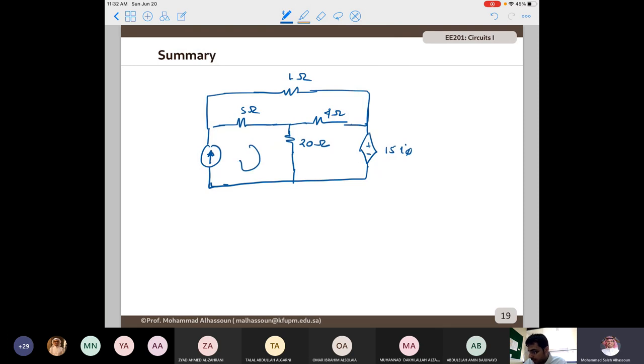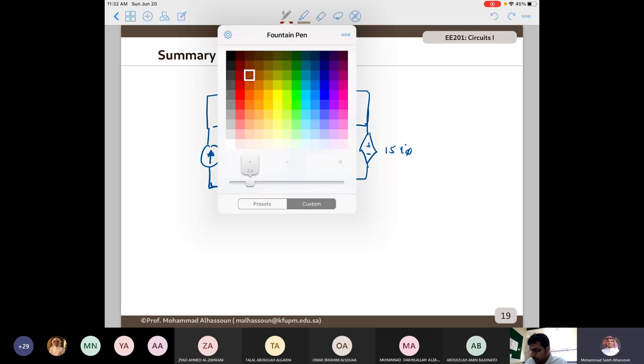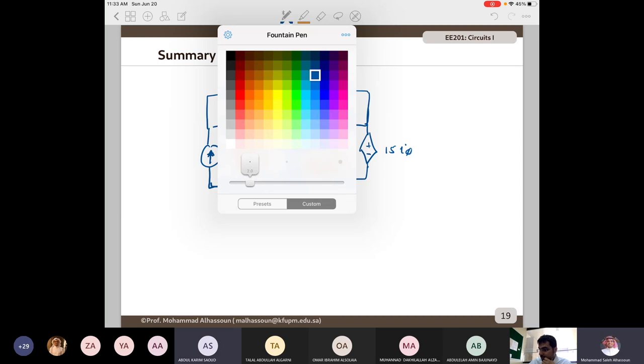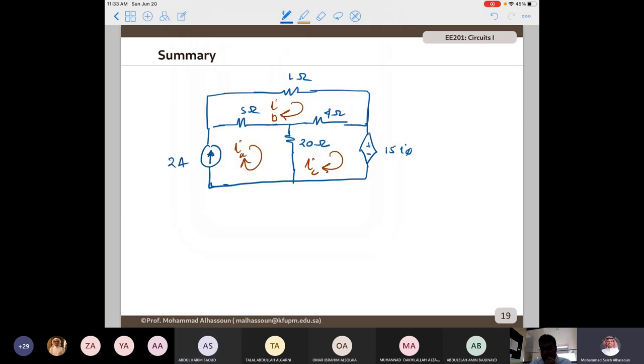You see that, let me use different currents here. I have IA, IB, and IC. So how many equations do I have? Let me make this one 2 amperes. Originally, since I have three meshes, I have three equations plus the dependent equation, which is 4.